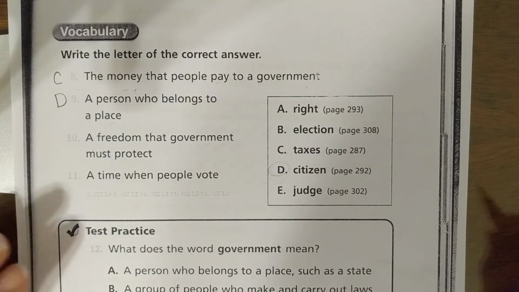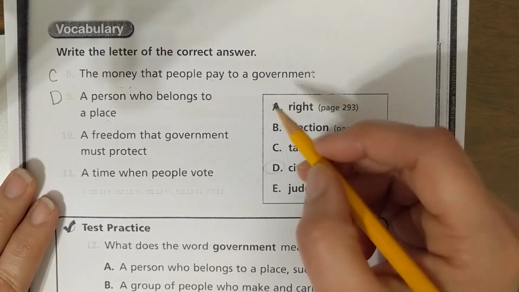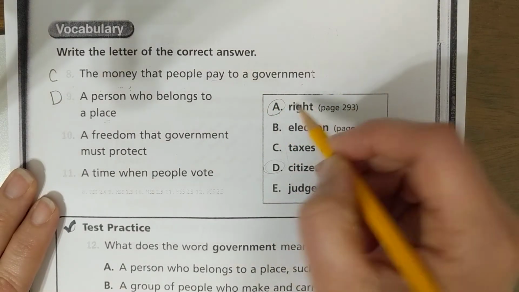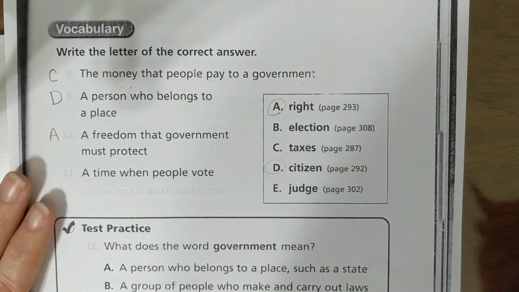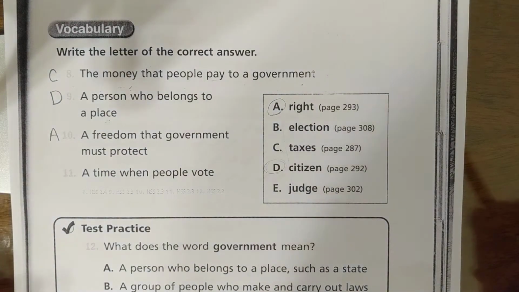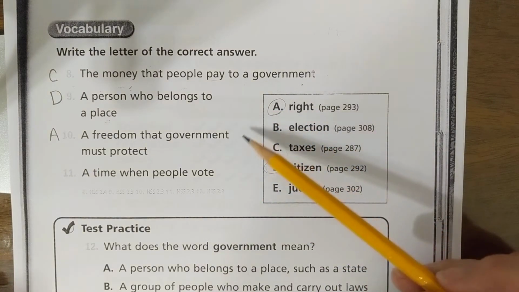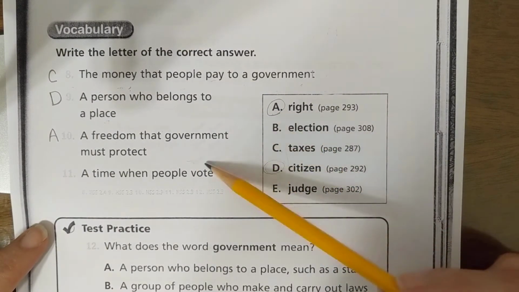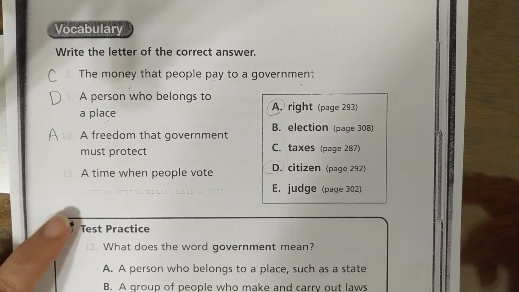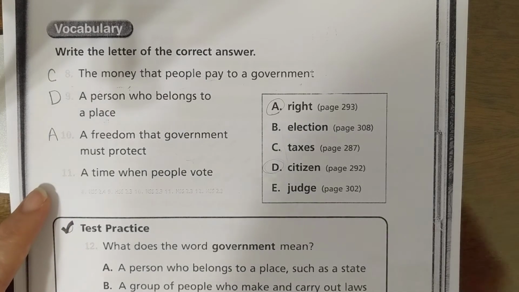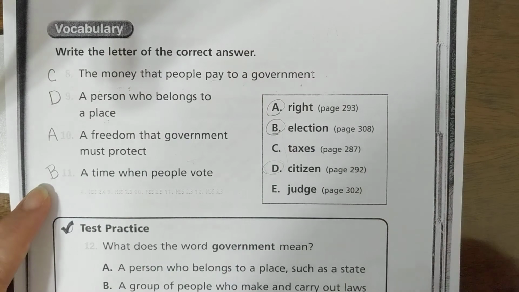Number 10, a freedom that government must protect. Those are your rights. The government makes sure that you are free to have free speech, to practice your religion, to be safe. So those are all rights to make sure that the government makes sure that those don't get taken away. And number 11, a time when people vote. That would be an election. That's a time when people vote.